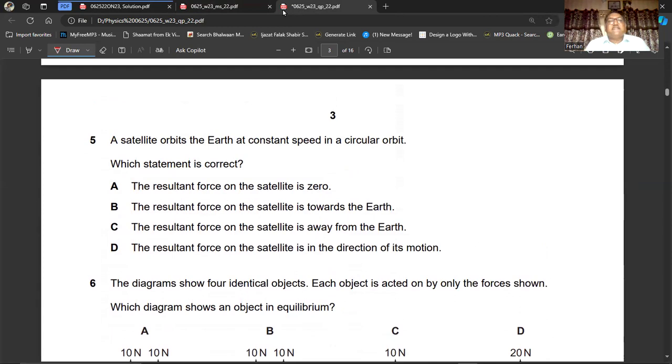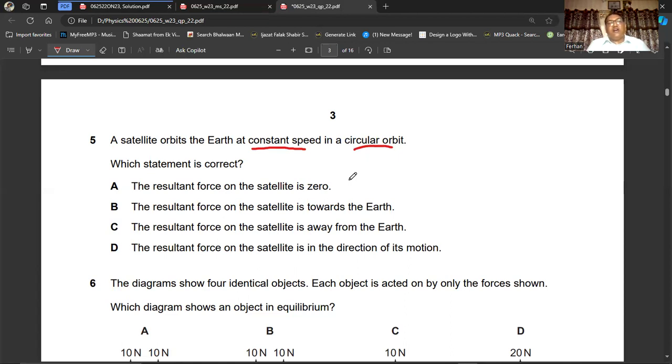A satellite orbits the Earth at constant speed in a circular orbit. So the satellite is moving at a constant speed, but it is moving in a circular orbit. Whenever you are moving in a circular orbit, your direction of motion is continuously changing. So that means your velocity is changing. That means you are accelerating, although your speed is constant. So you will have a resultant force. And that resultant force is always directed towards the center of that circular orbit.